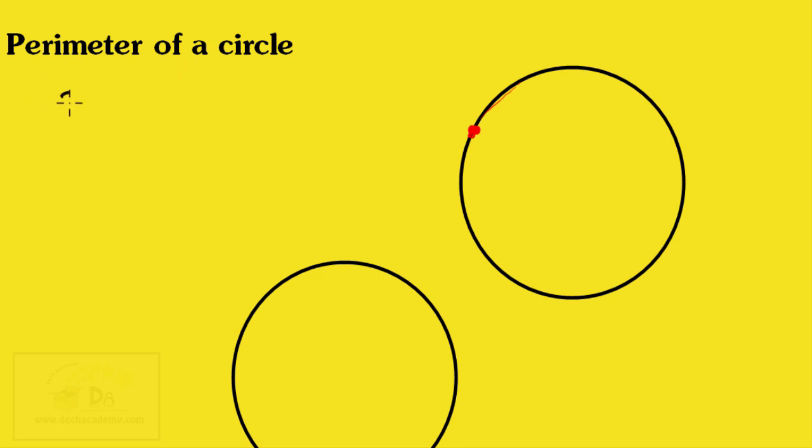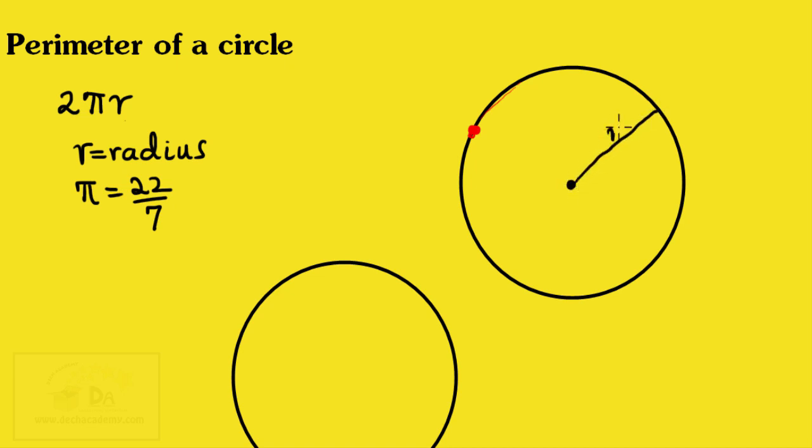It's given by this formula, 2 pi r, where r is the radius of the circle, and pi is just a number, approximately 22/7. The radius of a circle is the distance from the center to any point on the circumference. So determining the perimeter of a circle is a simple problem.